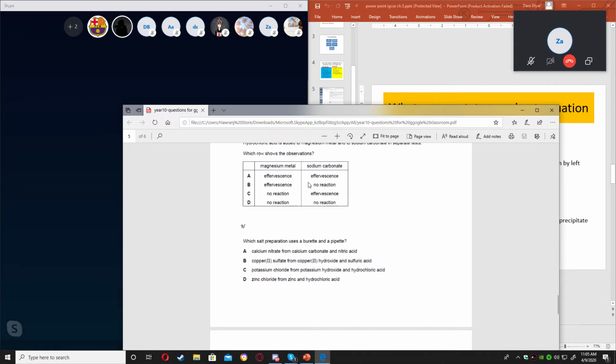Calcium nitrate and potassium chloride. We will choose C. Potassium chloride will come out from potassium hydroxide, which is a base, and hydrochloric acid. Okay? It is a titration reaction. Okay? It is titration, and the true choice is C.